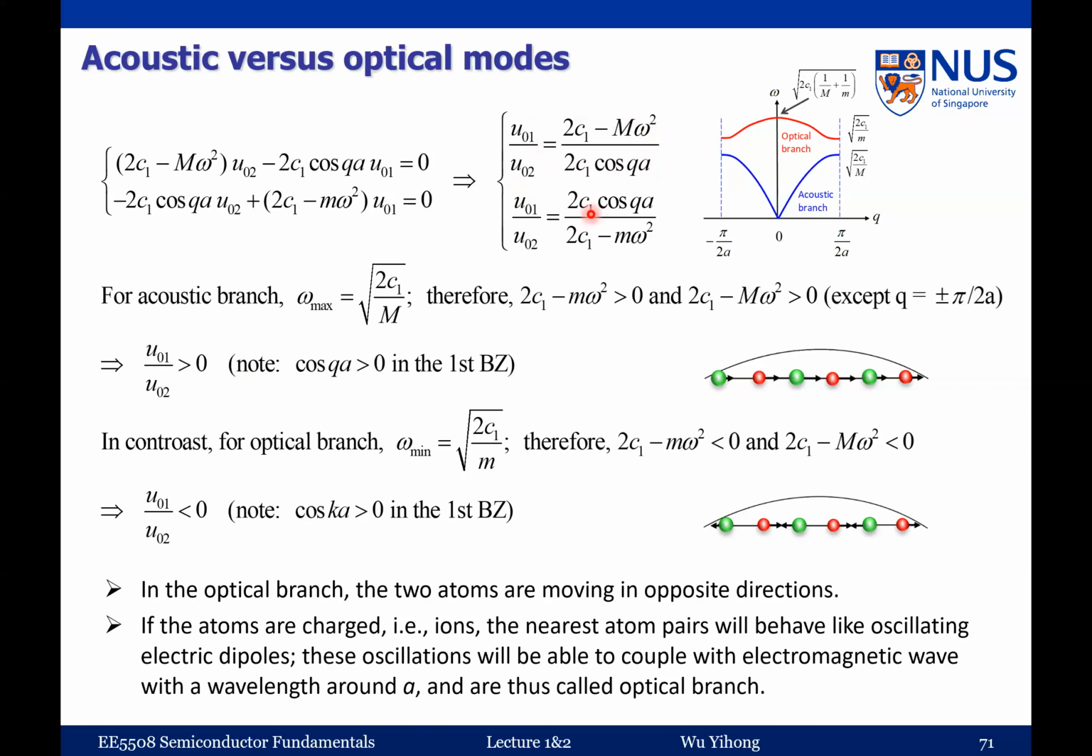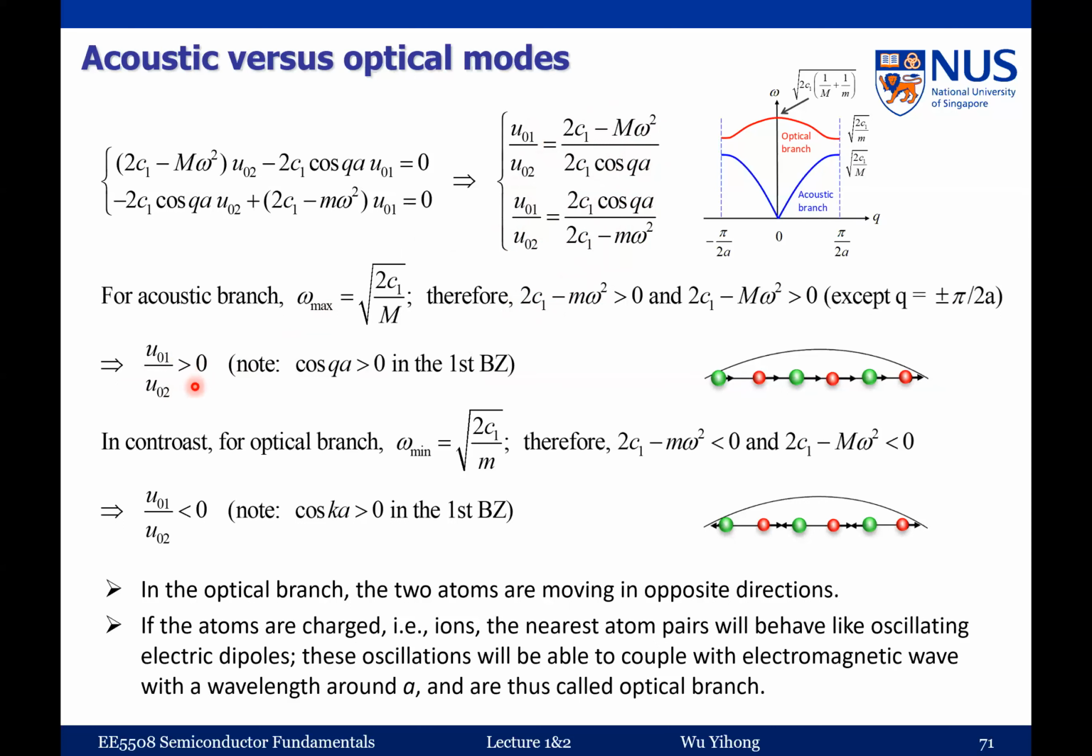And similarly, you can have the same results from the second equation, right? Because this is positive, right? Cosine QA is more than pi over 2. And then this is positive because you go from here. That's why from the second equation, you also reach the same conclusion. This means that U01 and U02, their ratio is greater than 0.